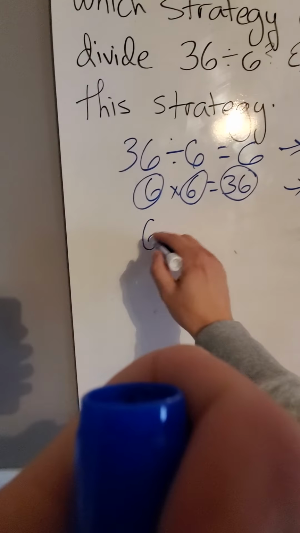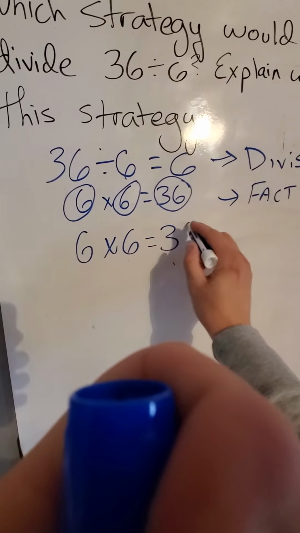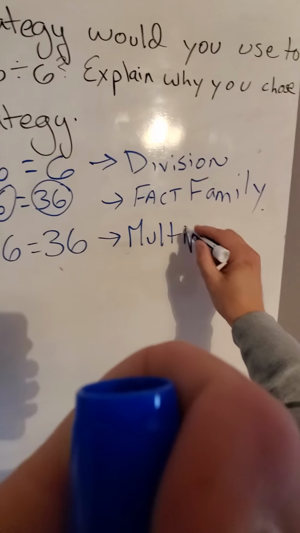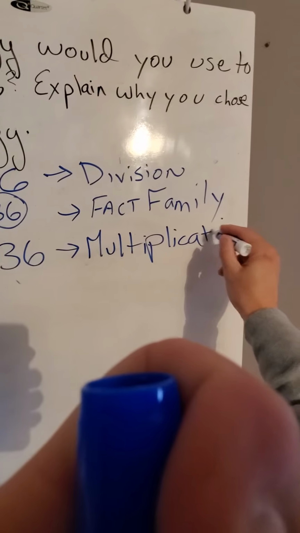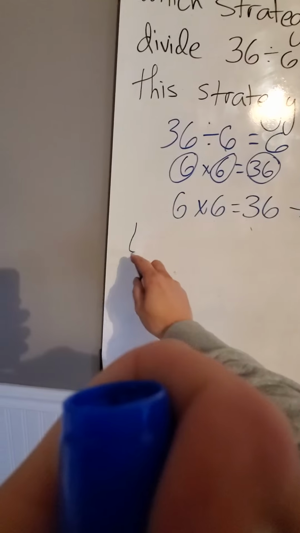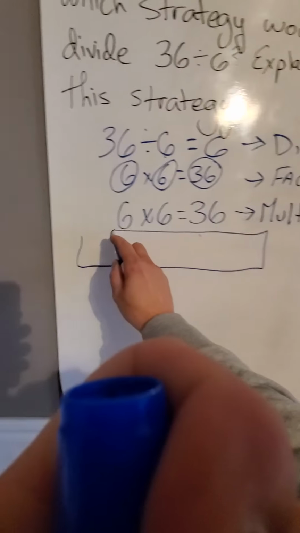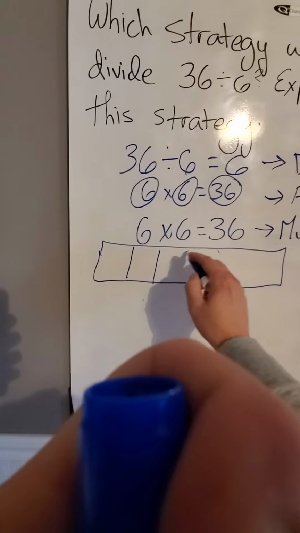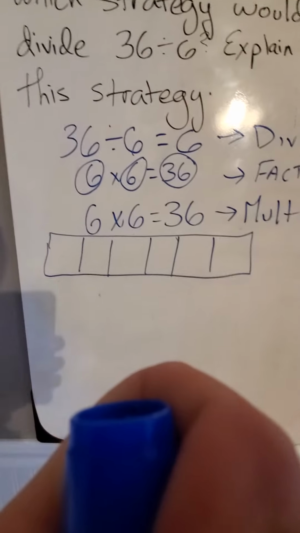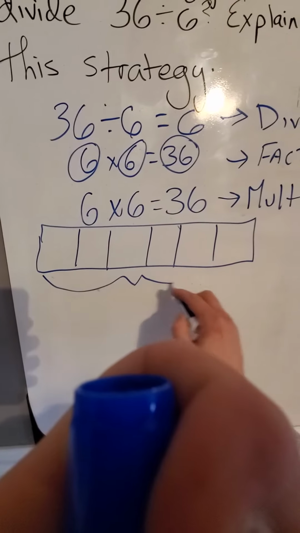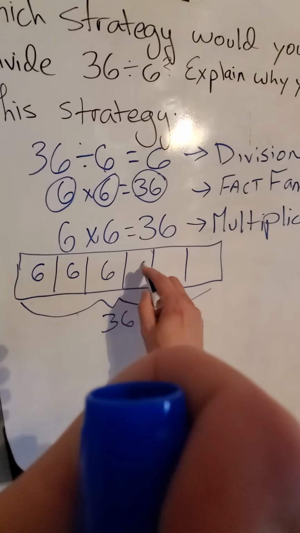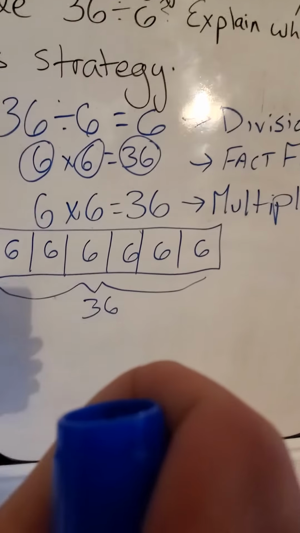I could do backwards division and use multiplication as my strategy. I could use a bar diagram if I want to. Now I have 6, and I know I've got 36 that go in here. I can break up 6 into 6 groups of 6.